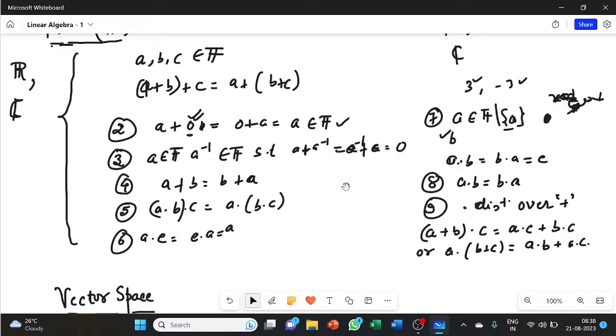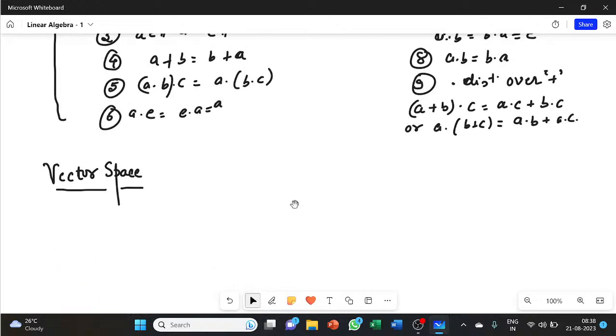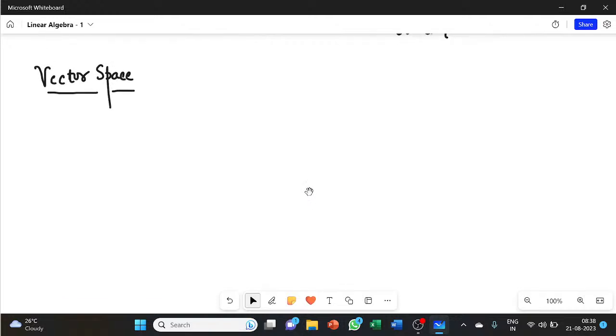Is that clear till now? Okay, so now let us start with vector spaces. And from here, our learning would be more concrete. So we have already seen some of the things in R square.